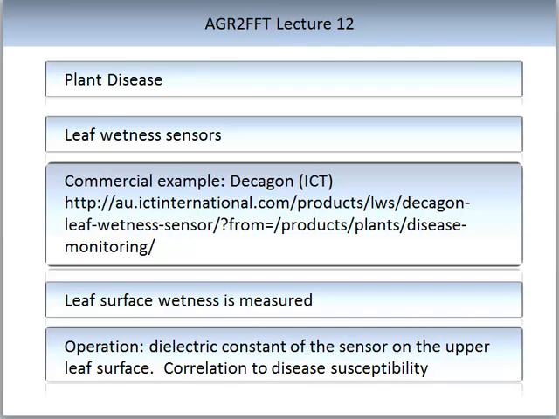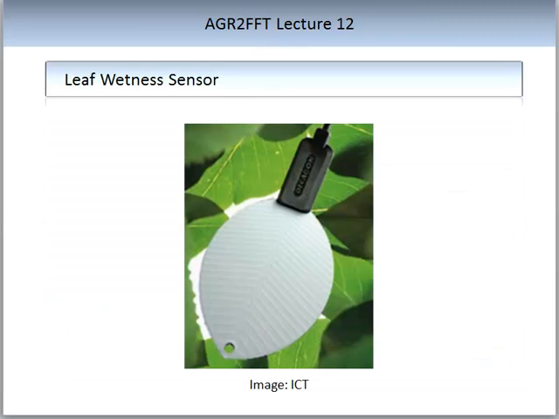The following is an image of the leaf wetness sensor. This is a point sensor. It has good temporal resolution but poor spatial resolution. There is an argument in this application that you do not actually need a large spatial resolution.